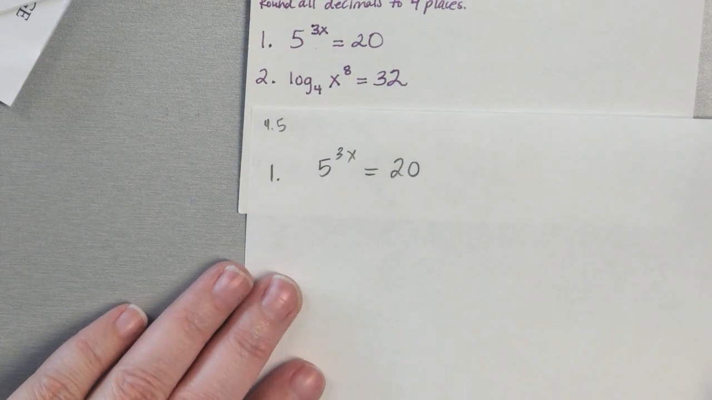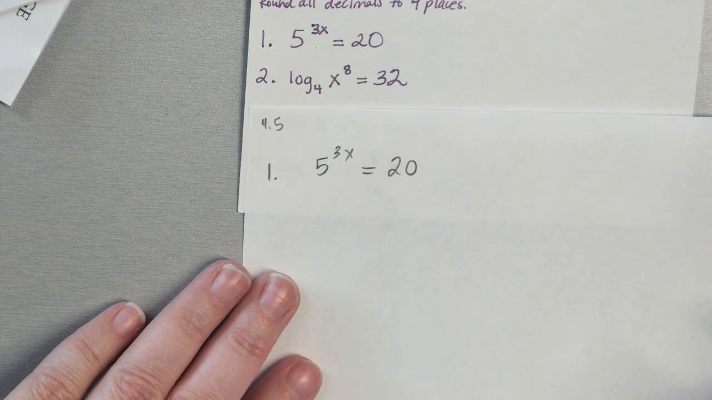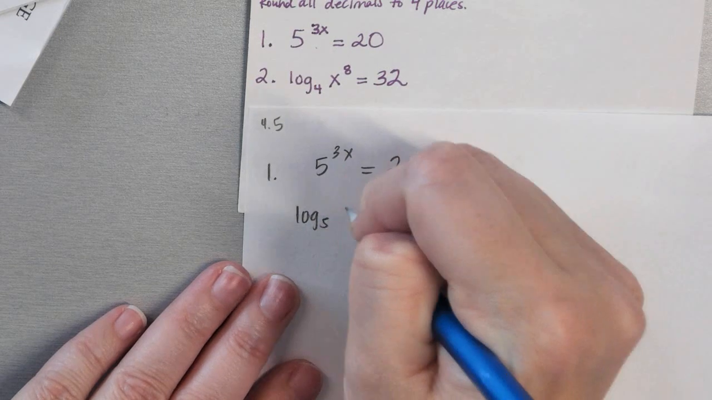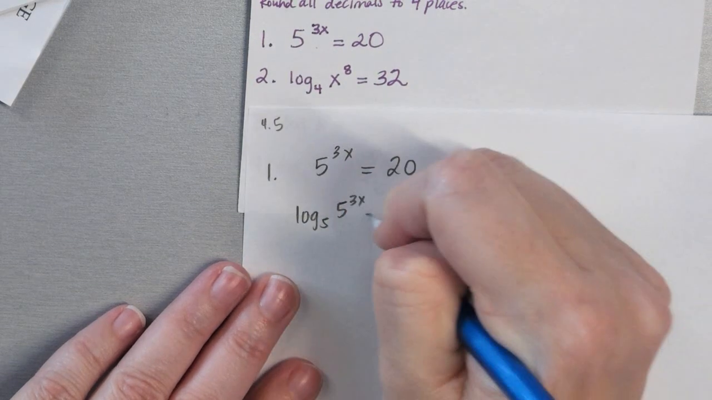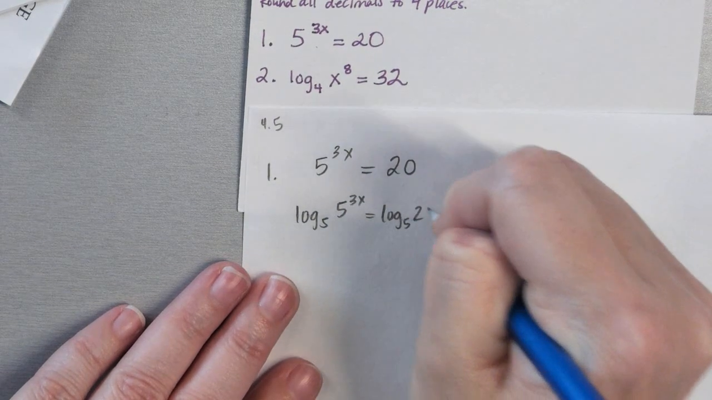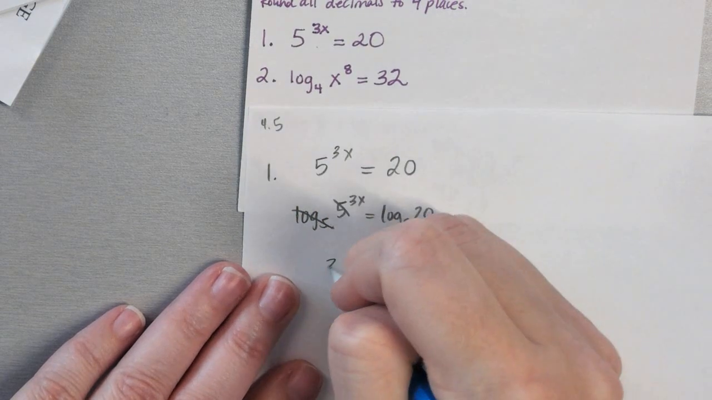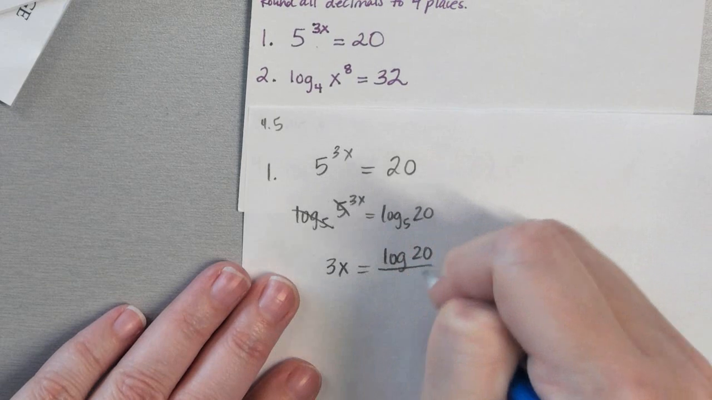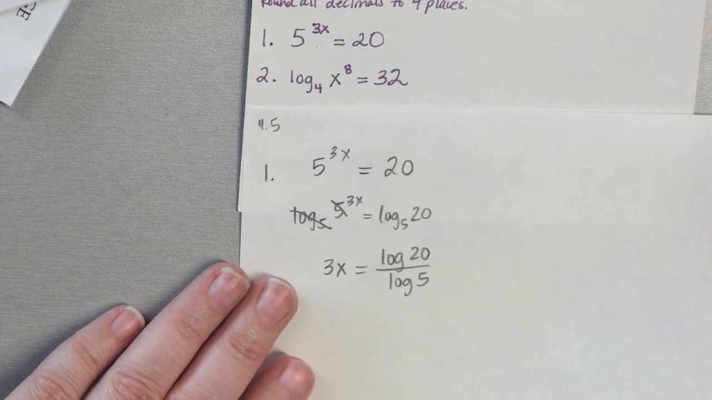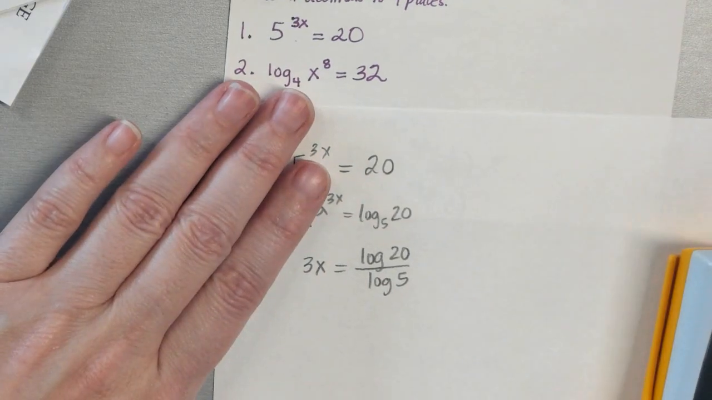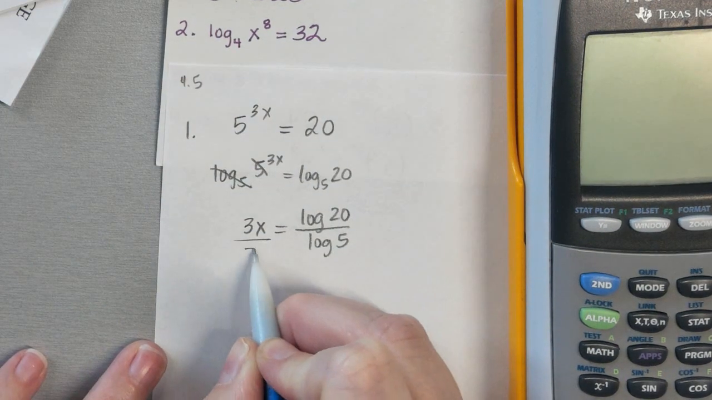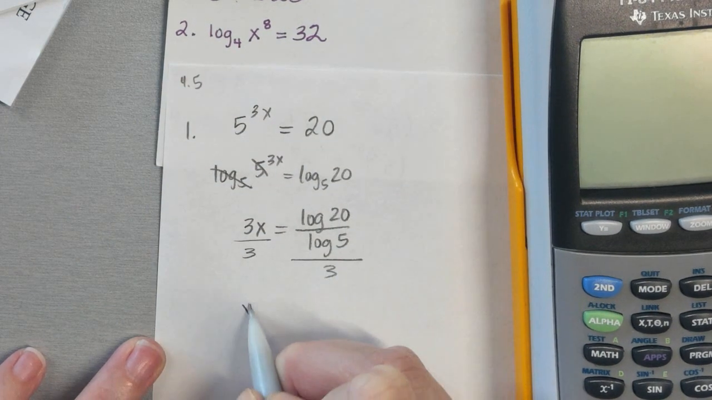Do you guys like taking the log with the same base? Same base, so log base 5 of 5 to the 3x equals log base 5 of 20. So cancel those out. Now when you do this, what I would do is write out my change of base at this step, and then do that in my calculator. And then your last step is to divide by 3 to get x.